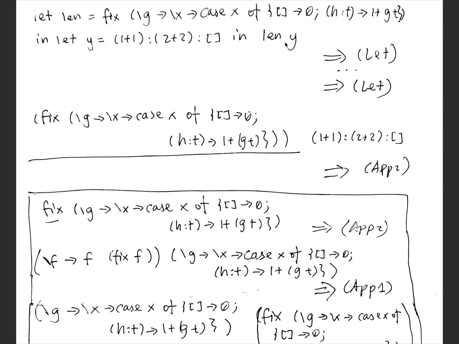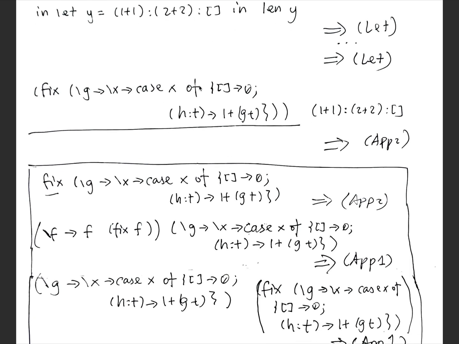And similar to the other example, you can just apply 2 steps of the let rule to substitute the length by this fix application, and then the y by the list. So we arrive at an intermediate expression in this form, which is an application.